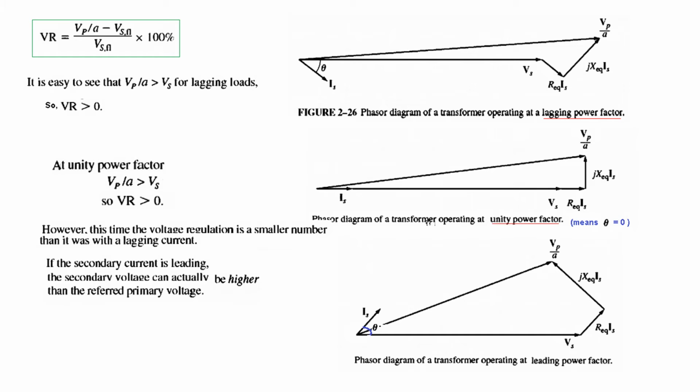Okay, and then we come to the third one. If the secondary current is leading, now look here, this is the current which is leading. The secondary voltage can actually be higher than the referred primary voltage. So if we have plotted this one, R equivalent Is, same as Is, and then 90 degrees from here we get the reactive part, and so this is Vp over A. Now if you compare this line, Vs is greater than Vp over A. So this is the opposite of these two cases. So we call it a negative voltage regulation because the answer will be in minus.